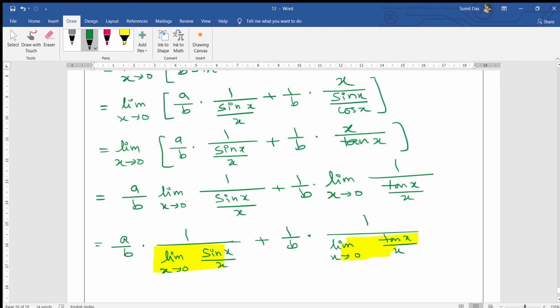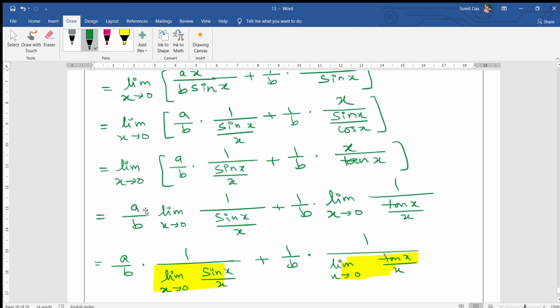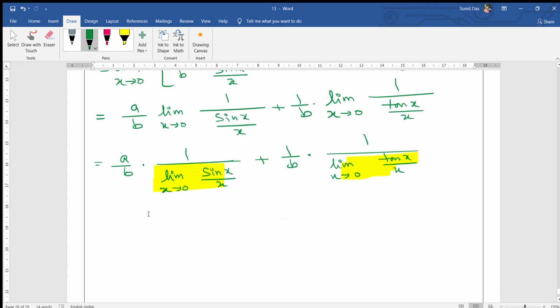Whenever we get such a thing, our target will be to construct that in our known standard form. So here we know that a by b will be equal to 1 by, into this value will be 1, so it will be 1 by 1 plus 1 by b into 1 by 1. So a by b plus 1 by b. If you take LCM, answer will be 1 by a plus 1 by b.